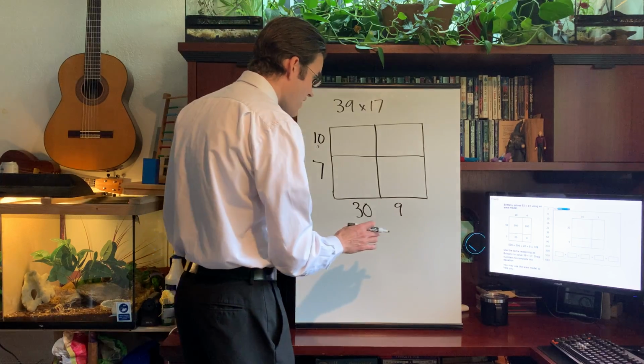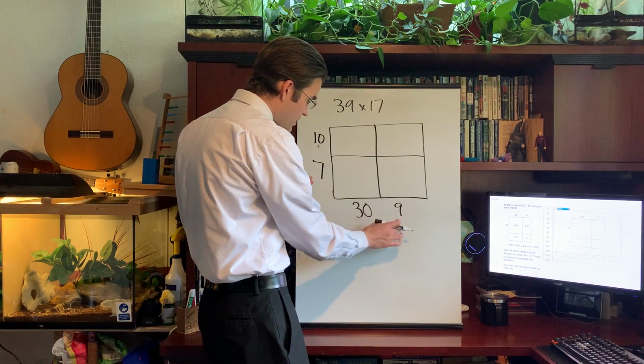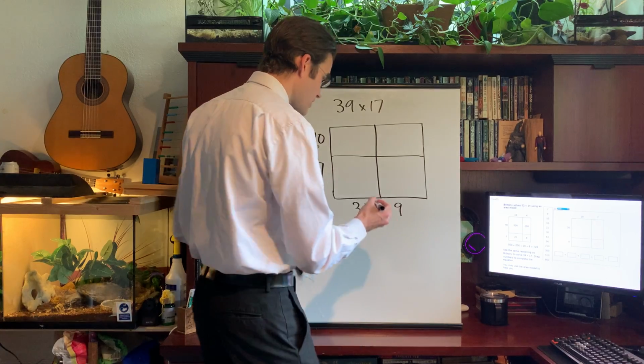Okay, so if we look at this square, 7 times 9, what's 7 times 9? 63, yes, okay.